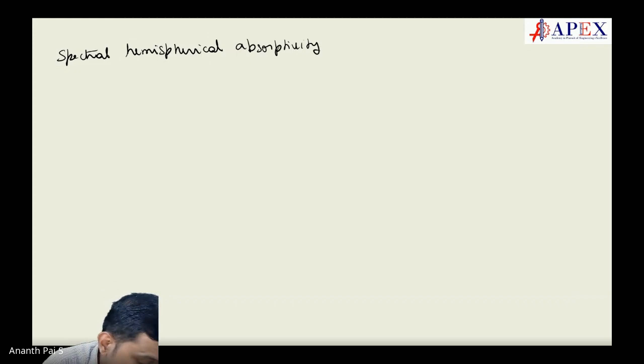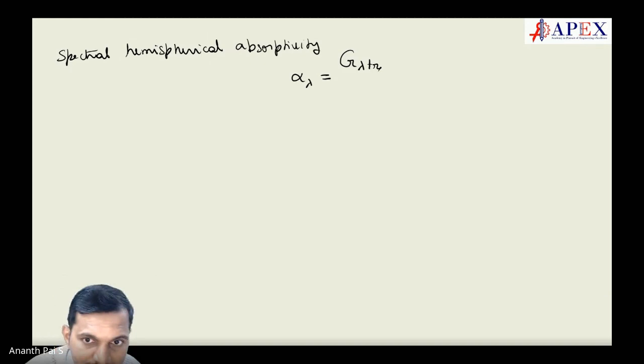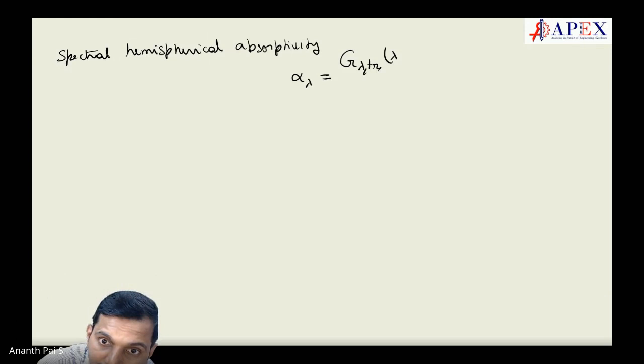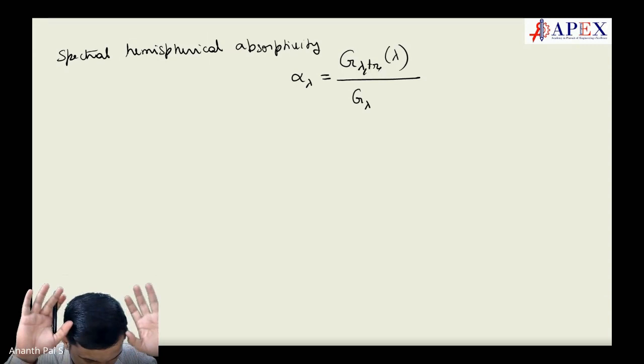absorptivity. Alpha lambda can be given as the total amount of irradiation which is transmitted. You know what is meant by irradiation, right? What is being put on, that irradiation, G, which is transmitted at that particular lambda, divided by G at that lambda, the amount of irradiation at that particular lambda.